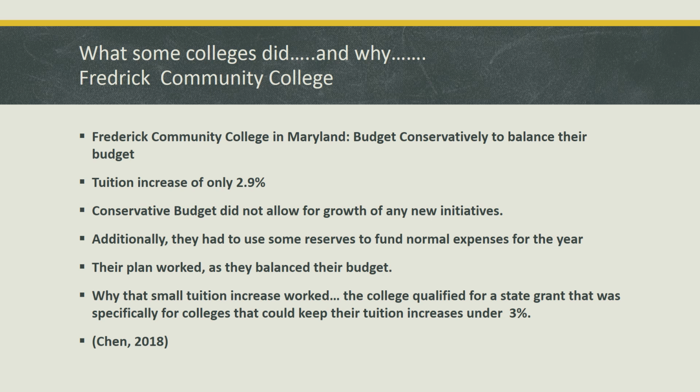In addition to that, they also had to use some of their reserves to fund normal expenses for the year. Well, did it work? Their plan worked, as they did have a balanced budget. Why was that 2.9% effective? They had a little bit of knowledge of certain things. The college qualified for a state grant specifically for colleges that could keep their tuition increases under 3%. Although their 2.9% increase was not going to bring in a whole lot of revenue, because of it they got extra state funding. So the knowledge of that helped balance their budget.